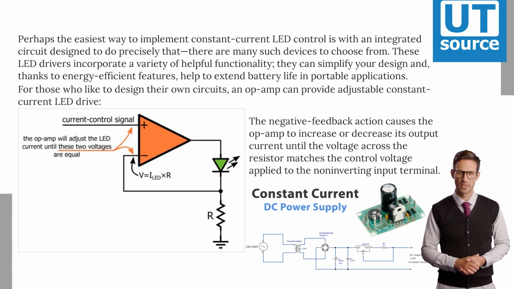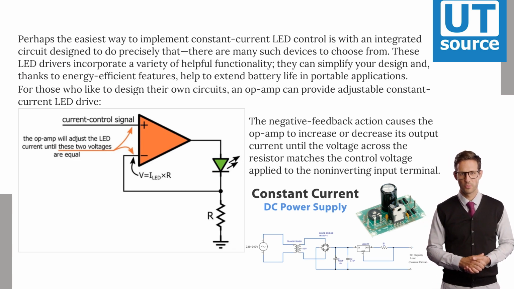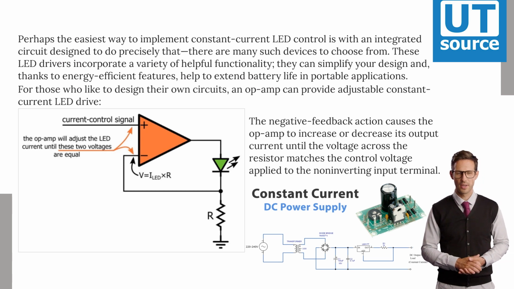For those who like to design their own circuits, an op-amp can provide adjustable constant current LED drive. The negative feedback action causes the op-amp to increase or decrease its output current until the voltage across the resistor matches the control voltage applied to the non-inverting input terminal.